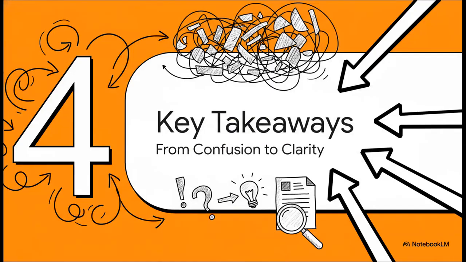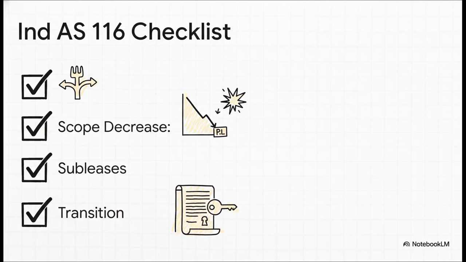Whew. Okay. We have waded through a lot of complexity. So let's just boil it all down. What are the absolute most important things you need to walk away with from this standard? Think of this as your checklist. For modifications, you gotta know which path to take. For decreases in scope, be ready for that immediate P&L hit. For subleases, just keep repeating, it's all about your right-of-use asset. And for transition, make a strategic choice that actually fits your business. If you can get these 4 things right, you are well on your way to mastering Ind AS 116.